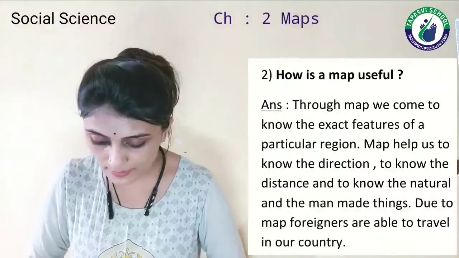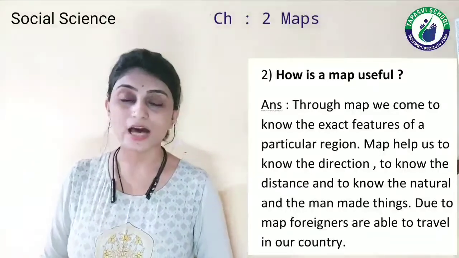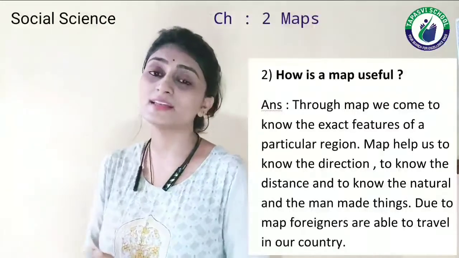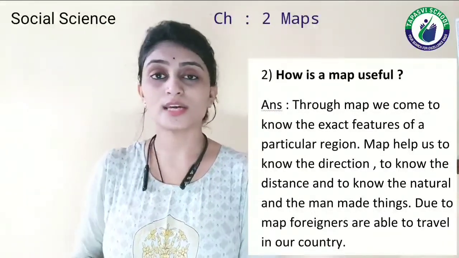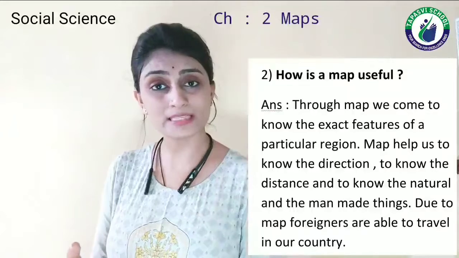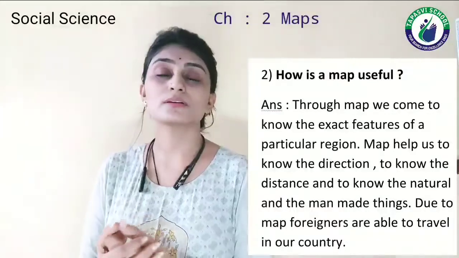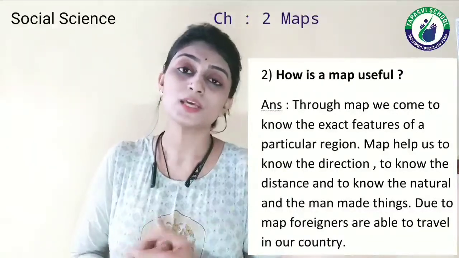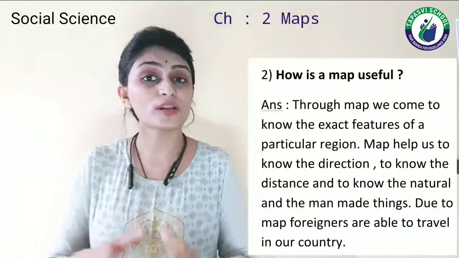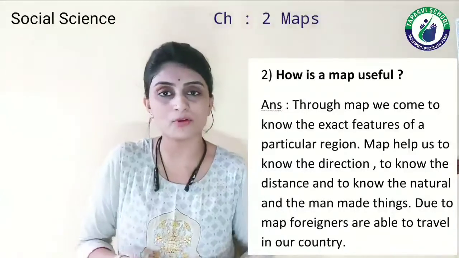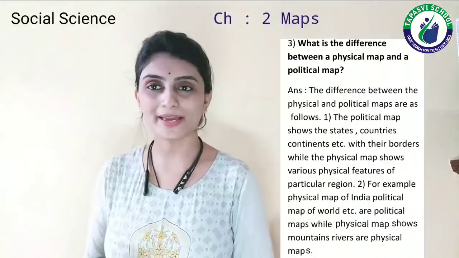Next is, how is a map useful? With the help of a map we can exactly know the man-made features on the earth. We become aware of the place, the distance, and the natural and man-made features on the map. With the help of a map, it is also easy for foreigners to travel in different countries.